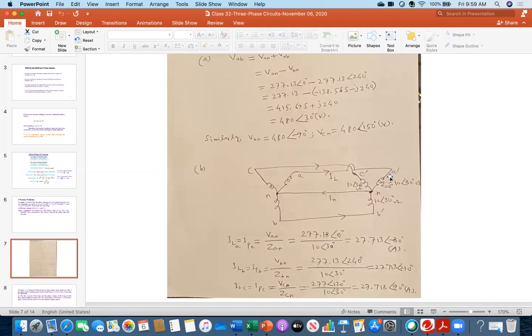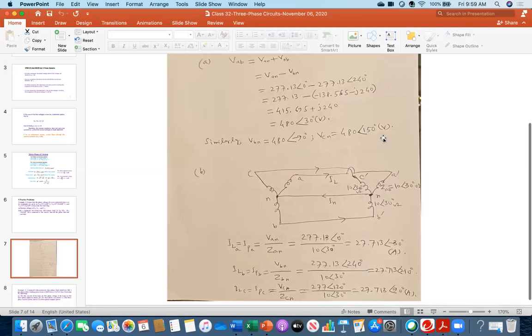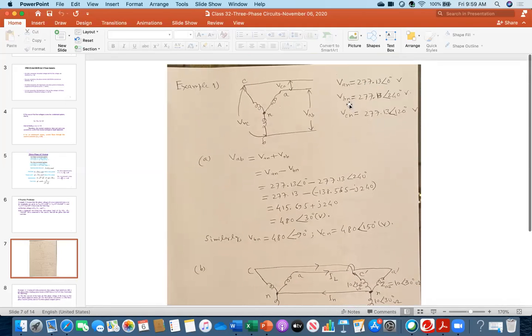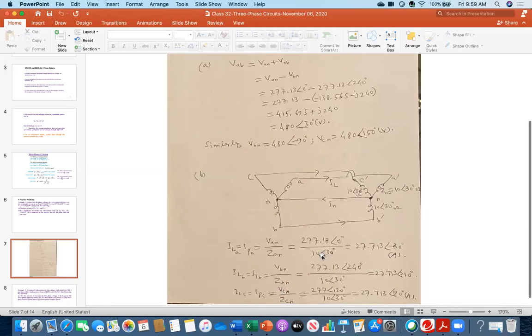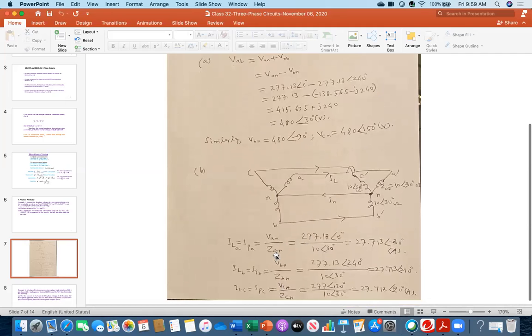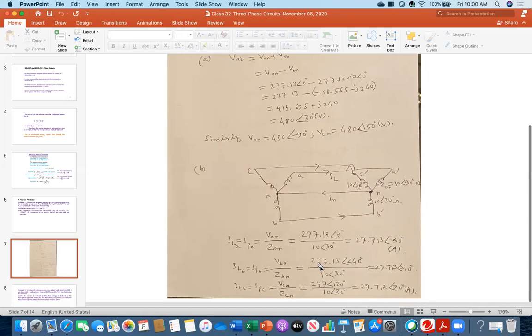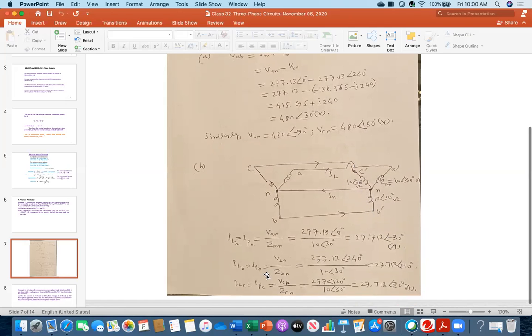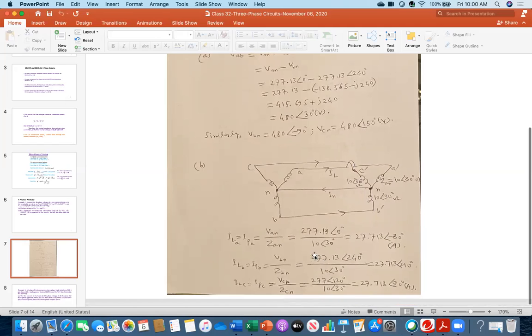Now, because this is A prime and the same point, I already know the voltage VAN. The same voltage is at this point, VA prime, and those voltages were given: VAN, VBN, VCN. So I am just plugging those values in, and my ZAN value is 10 at 30 degrees. I got this number, 27.713 at an angle of minus 30 degrees ampere. Then similarly I do it for phase B and phase C. So that is the answer.